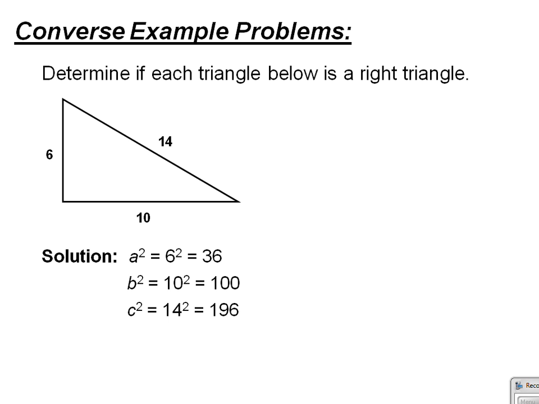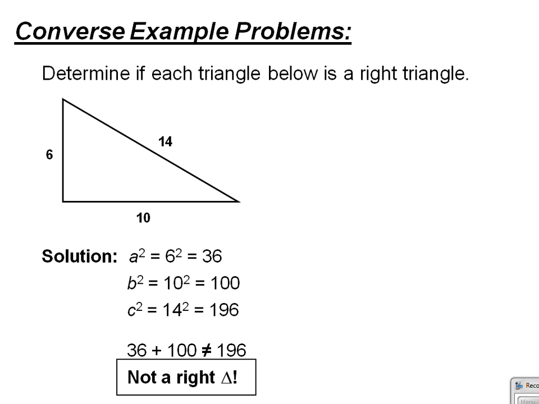Now, do the math. What is a squared plus b squared? 36 plus 100? Well, that's 136. Definitely not 196. Therefore, it's not a right triangle.